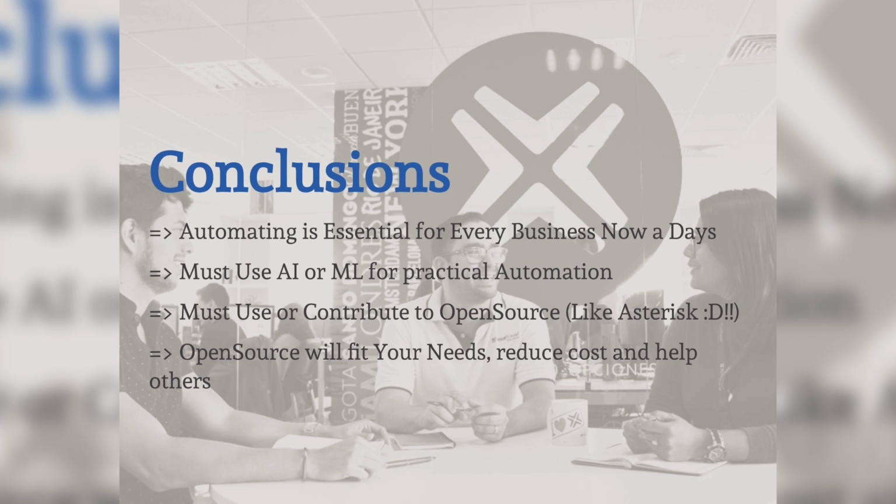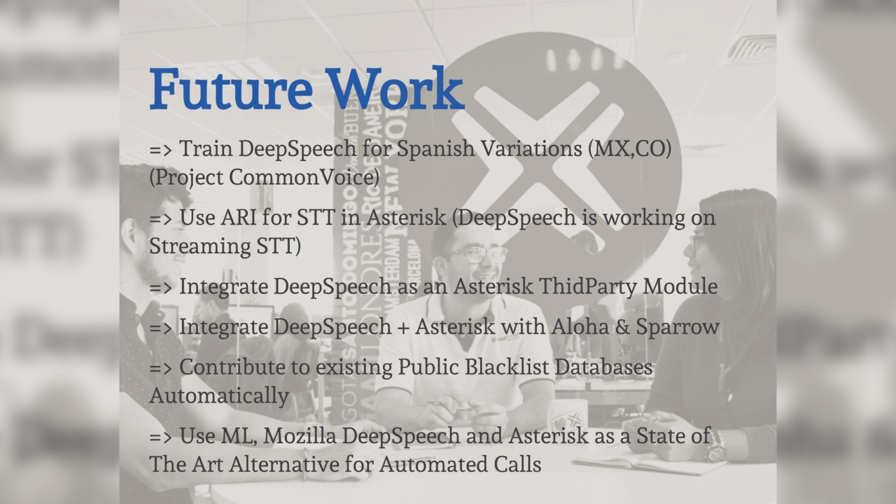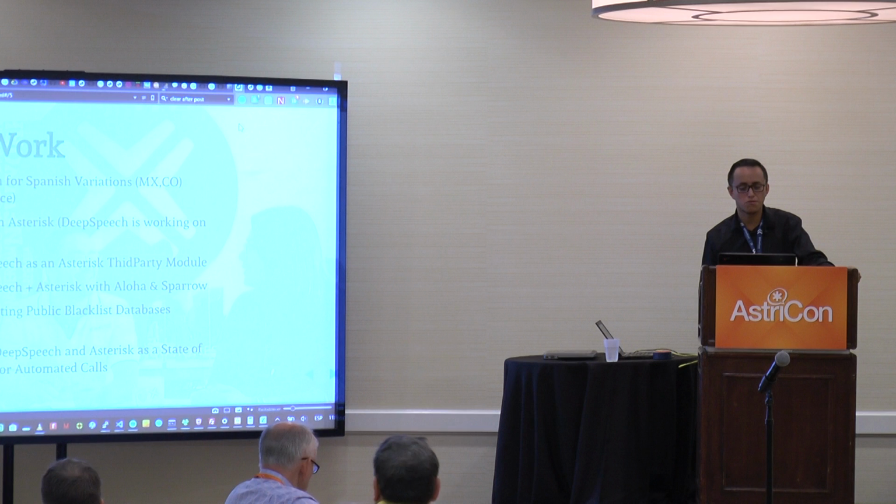And future work for me, I have work to do. Train DeepSpeech for Spanish variations, Mexican and Colombian. Use AI for STT in Asterisk. The FreePBX people are working on something like that. Integrate DeepSpeech as an Asterisk third-party module. I want to see DeepSpeech be part of the Asterisk installation, so you have an STT embedded in your Asterisk. Integrate DeepSpeech and Asterisk with my current applications like Aloha and Sparrow, QMetrics, and other ones, contribute automatically to existing public blacklist databases, and use ML, Mozilla DeepSpeech, and Asterisk as a state-of-the-art alternative for automated calls.